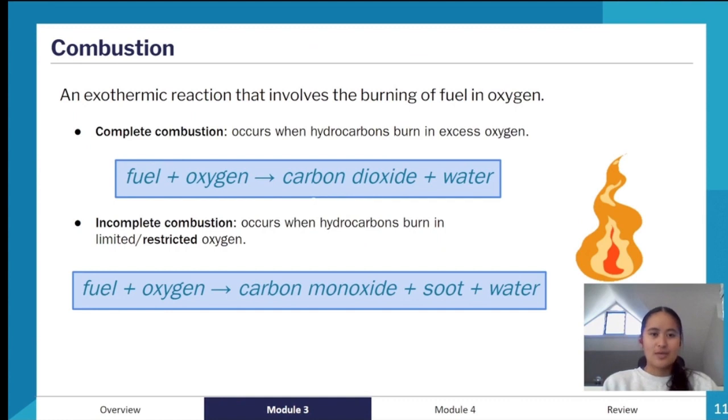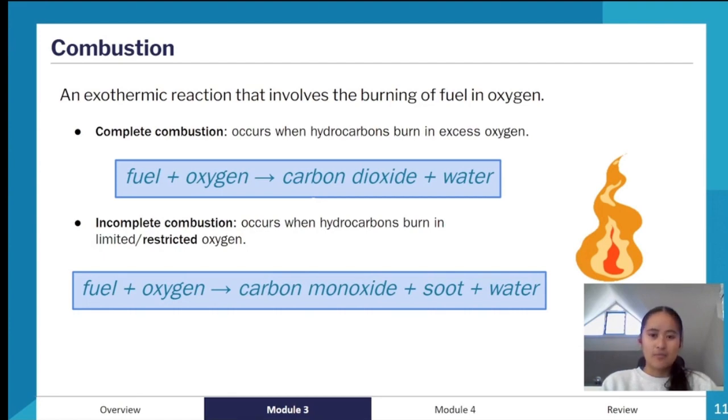The next type of reaction we have is combustion. I always associate combustion with fire and burning, and basically this helps me remember that it's exothermic. We'll talk more about what exothermic and endothermic mean a little bit later in module 4, but exothermic basically means that it produces heat. So it's an exothermic reaction that involves the burning of fuel in oxygen. The word equation that we use for it is fuel plus oxygen gives carbon dioxide and water. That's complete combustion. Complete combustion means that there's excess oxygen, enough for the fuel to completely combust.